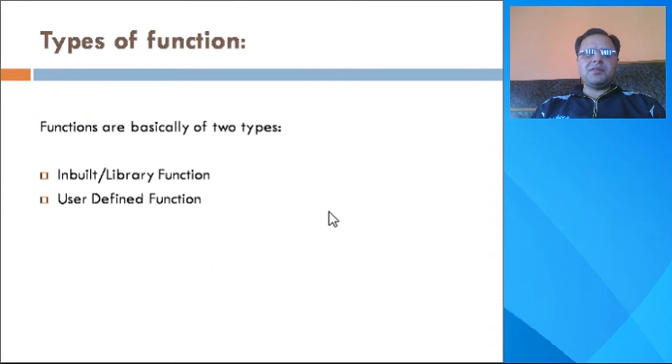So there are basically two types of function. First is library function or inbuilt function, and second is user defined function. So what is a library function? A function which is provided by your C compiler is a library function. It is already written in the library.